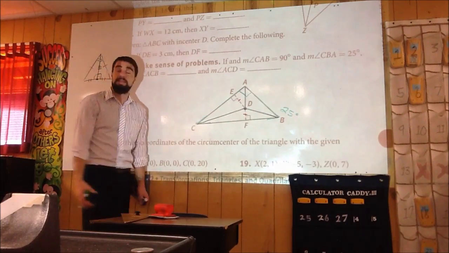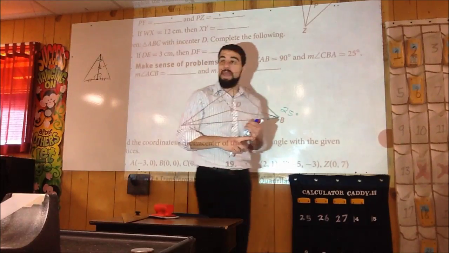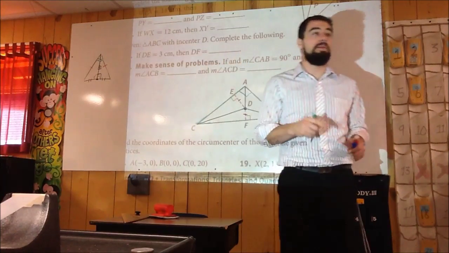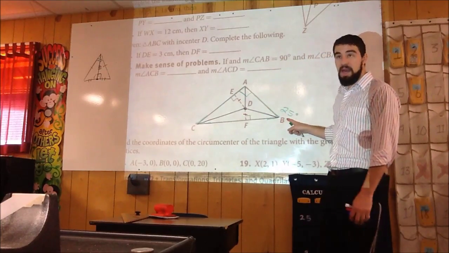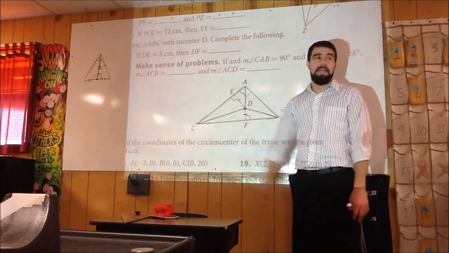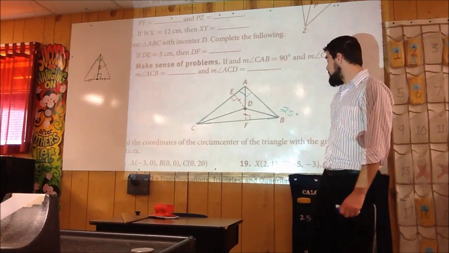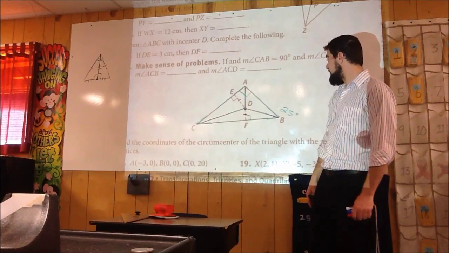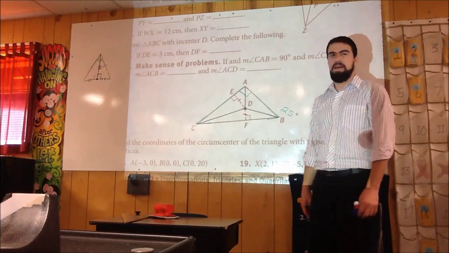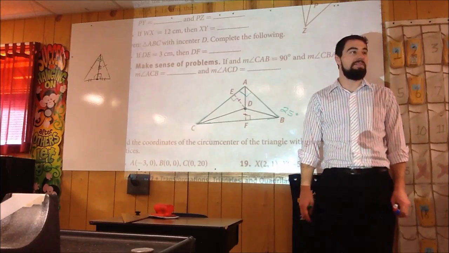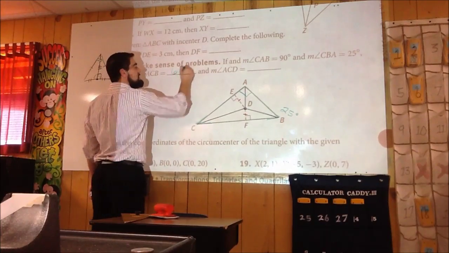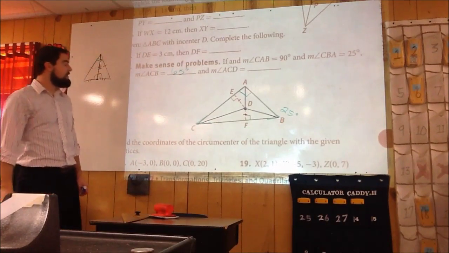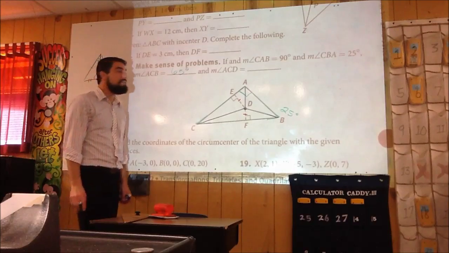Triangle sum theorem. That theorem states that the three interior angles, their measures, will sum up to be 180 degrees. So 90 plus 25 plus what is going to get you 180 degrees? You should get 65 degrees. Alright, so we've got that one, just using the triangle sum theorem, that the measure of angle ACB is 65 degrees.